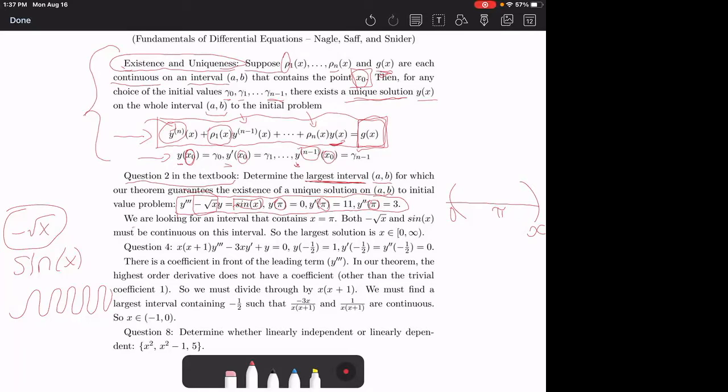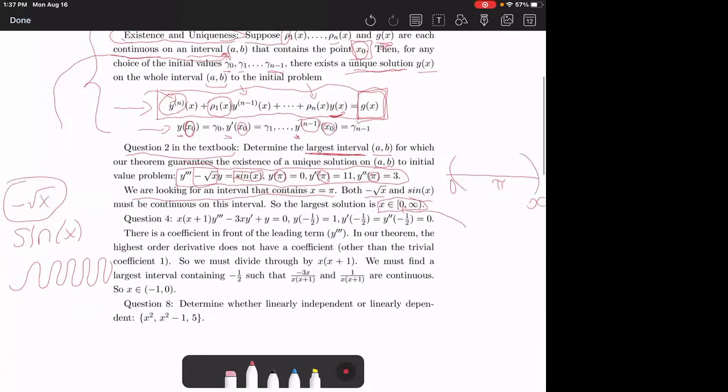So as it says here, we are looking for an interval that contains x equals pi, and both negative square root x and sine x must be continuous. So the largest solution is from 0 to infinity. Now, I've put a square bracket here around the 0. But if we are going to follow the existence and uniqueness theorem to the letter, it puts a round bracket on both sides.